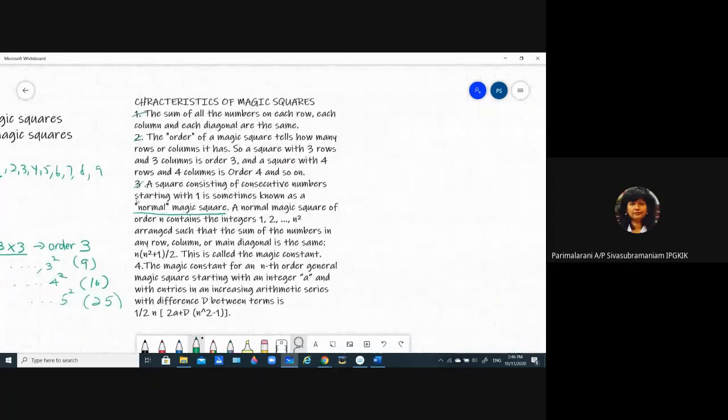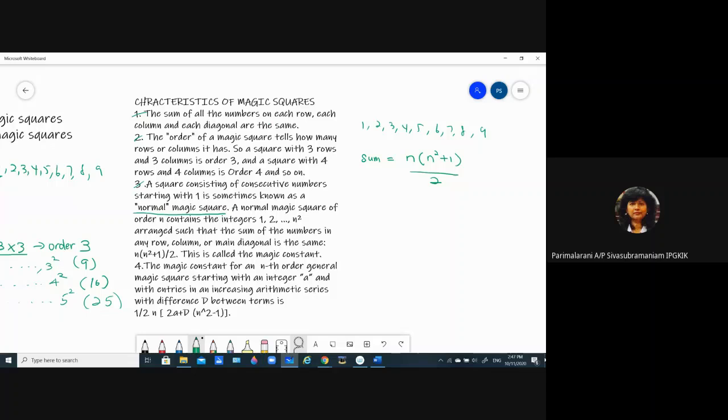Okay, so we finished 3, yeah? Okay, now let's look at number 4, okay? If our magic square is starting with 1, if it is a normal magic square, like we did earlier, okay? Let's take this as an example. Okay, if it starts with 1, then how do we find the sum of each row, each column, and each diagonal? Okay, there is a formula that we can use, okay? And the formula to find the sum of each row, each column, and each diagonal is given as n multiplied by n squared plus 1, over 2.